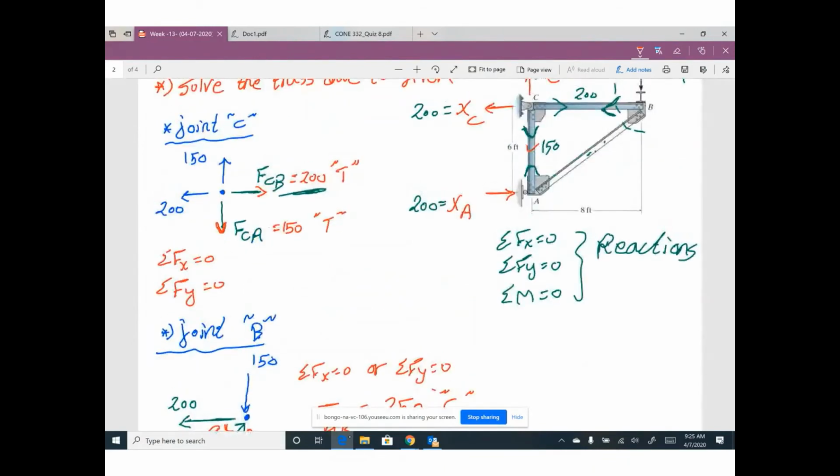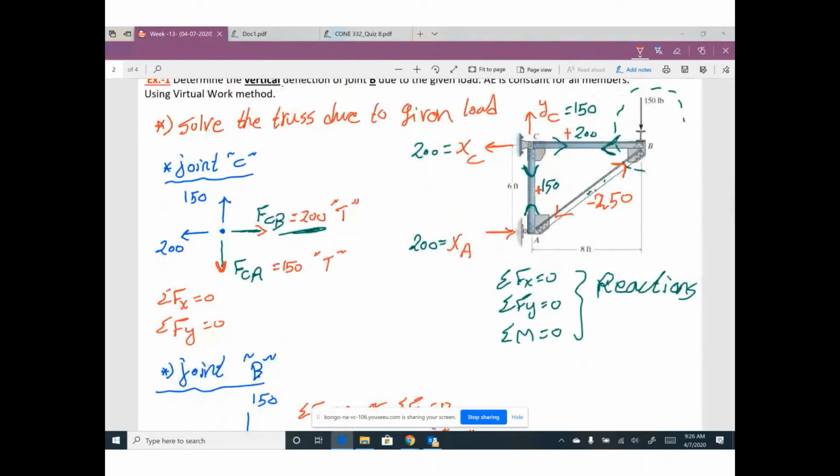So the force in this member will be compression, negative 250. This one is positive because it's tension. This one is positive because it's tension. If your force is tension, please put positive. If your force is compression, please put negative. What you did in this step, you just solved the truss. Solving the truss means you determine all internal forces in all members.